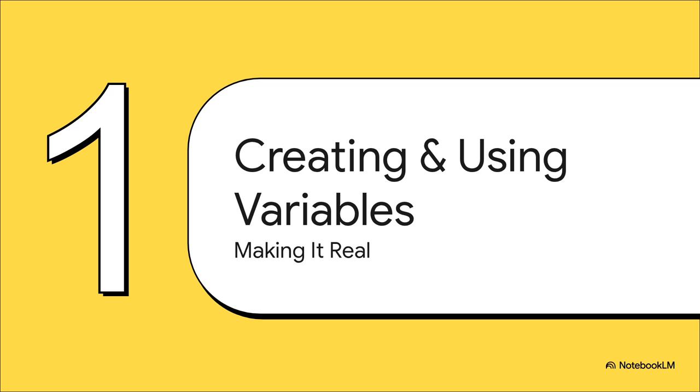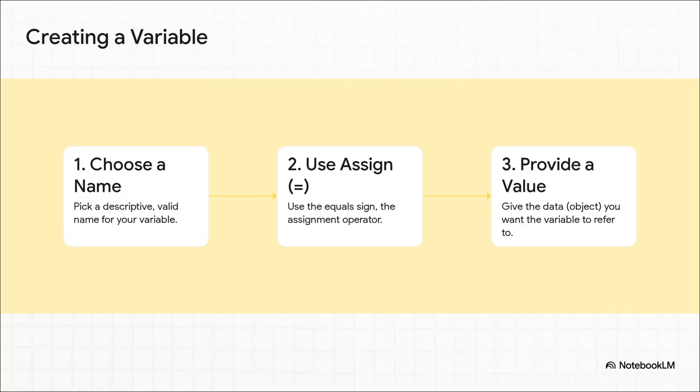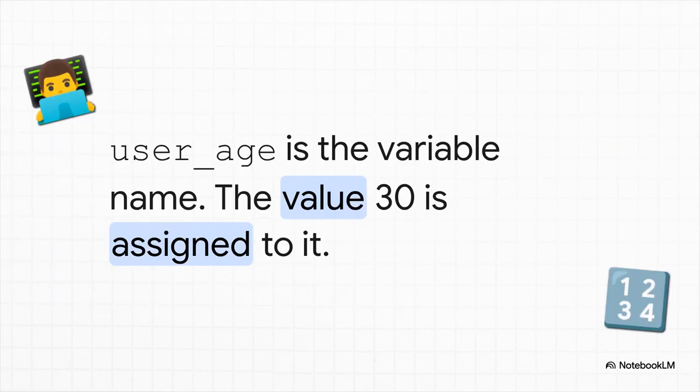But how do we actually make one of these things in Python? Let's get our hands dirty and make this real, because you're going to be surprised at just how straightforward it is. It's literally a three-step dance. First, you pick a name. Step 2, you use the equal sign, which in the programming world we call the assignment operator. And third, you give it the value you want it to hold. And that's it. No fancy setup, no complex commands. Name equals value. Done.